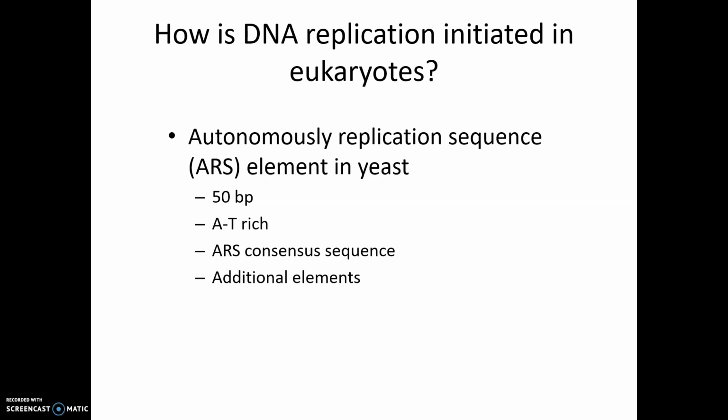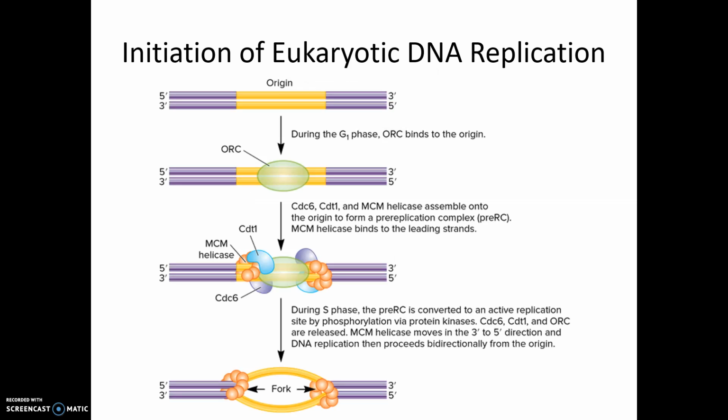It's not so simple in other organisms. So in some, we don't know the DNA sequence, or maybe there is no DNA sequence. So while ARS elements are in yeast and DnaA in bacteria, some of them don't have a consensus sequence. But now, wherever this origin is, the first thing is there's a pre-replication complex that must form.